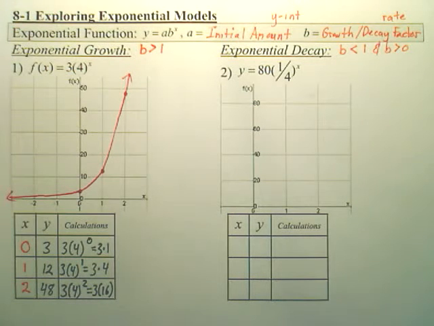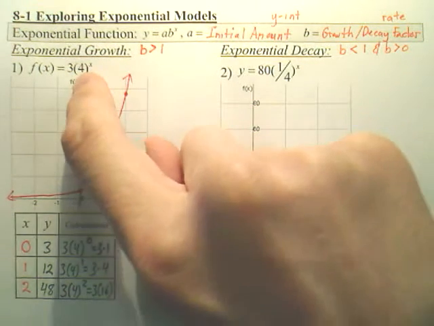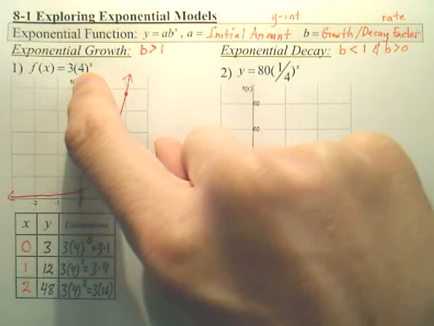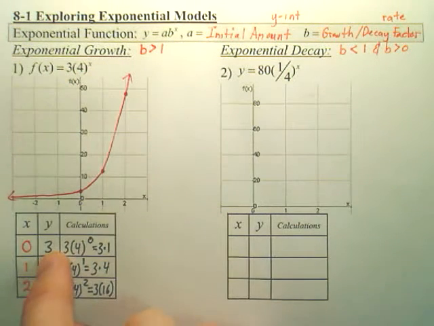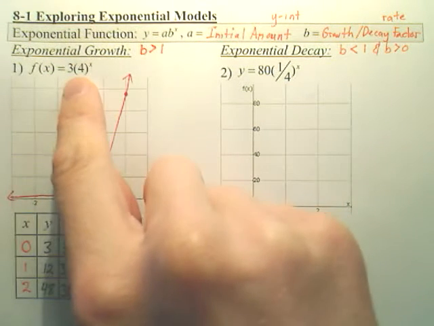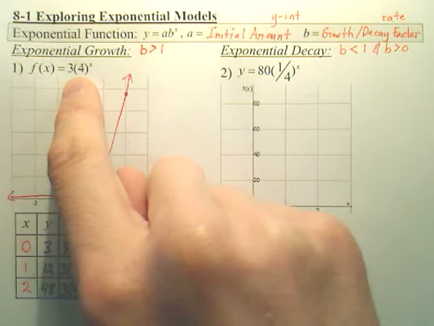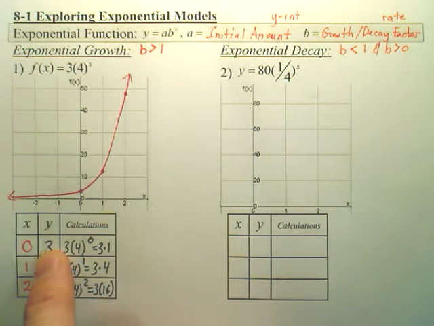One more thing you should notice. What did you multiply 3 by to get 12? 4. That's called your growth factor. 4 is your growth factor. So I multiplied 3 by 4 to get 12. What did you multiply 12 by to get 48? It's always going to work that way.